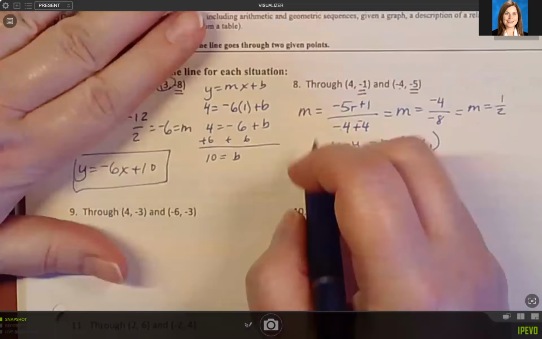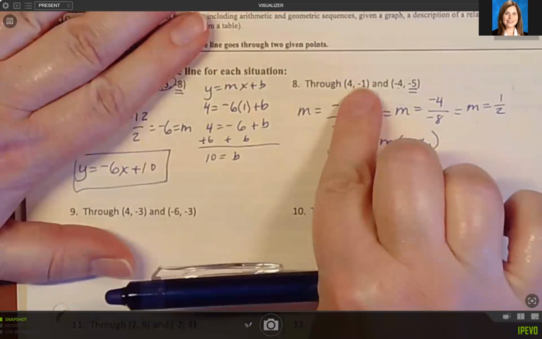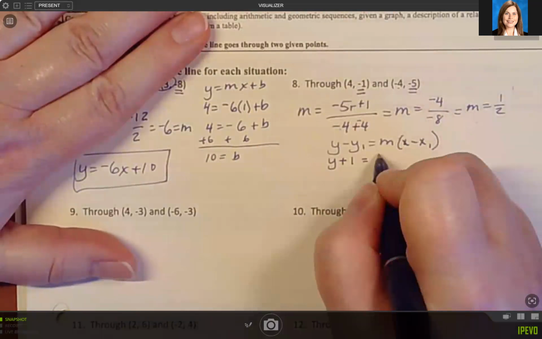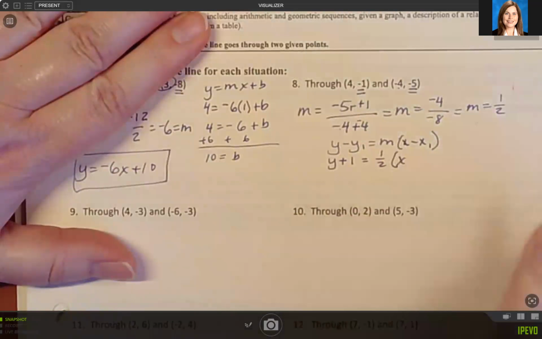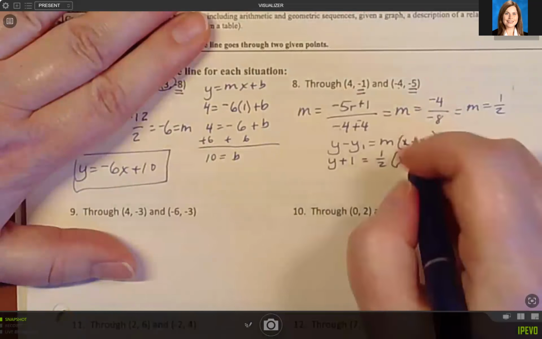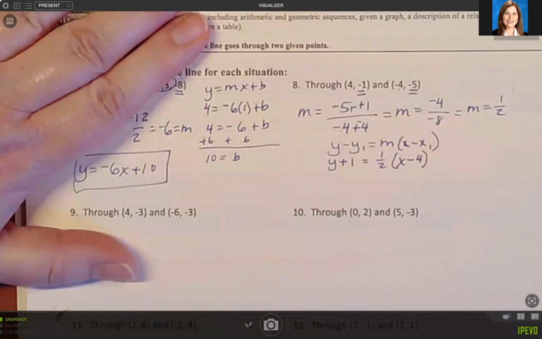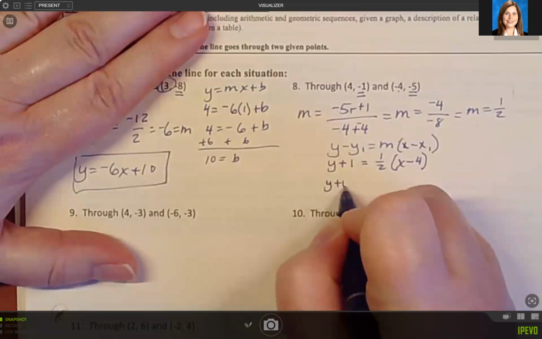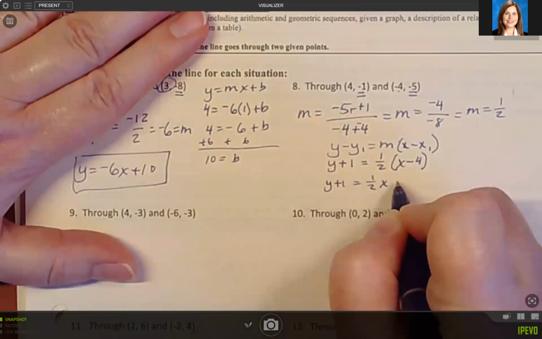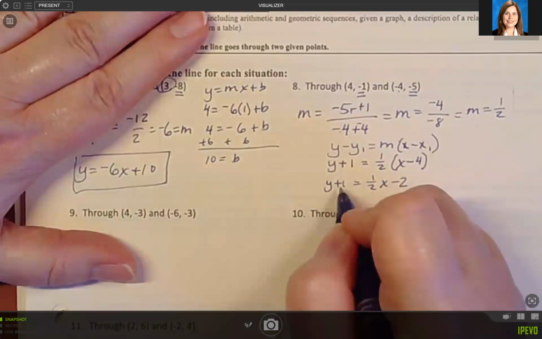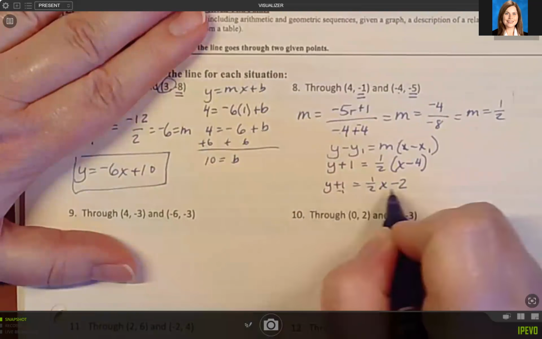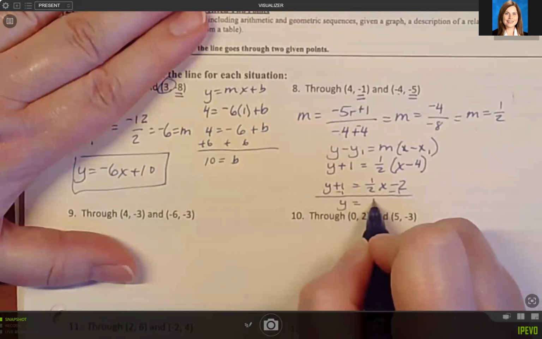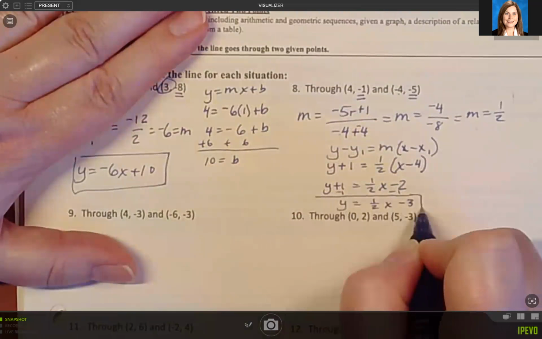So we'll have y minus, and I'll use the first point, -1. So it's y plus 1 equals 1/2 times x minus x sub 1. So x minus 4. Distribute the 1/2. So we have y plus 1 equals 1/2 x minus 2. And then subtract 1 from each side. I'll write that really small. to get y equals 1/2 x minus 3.